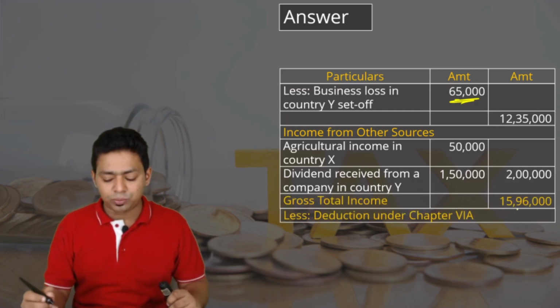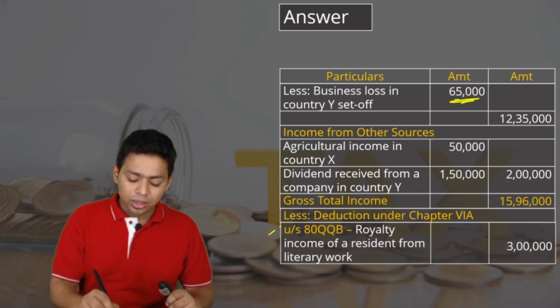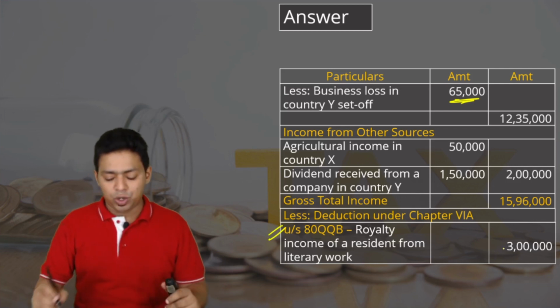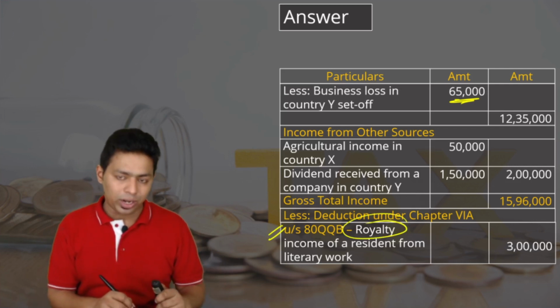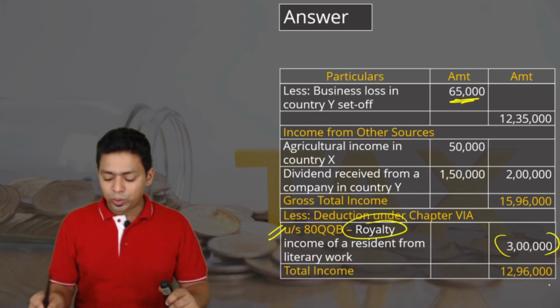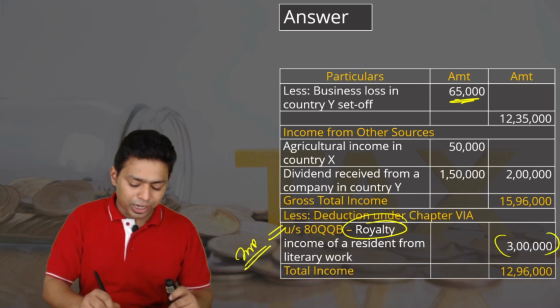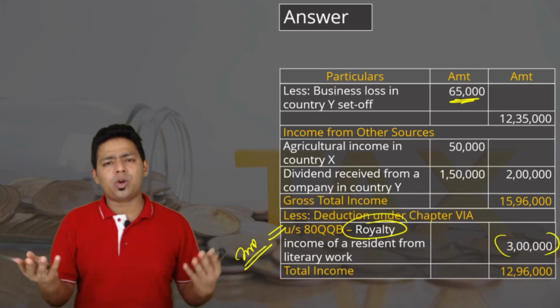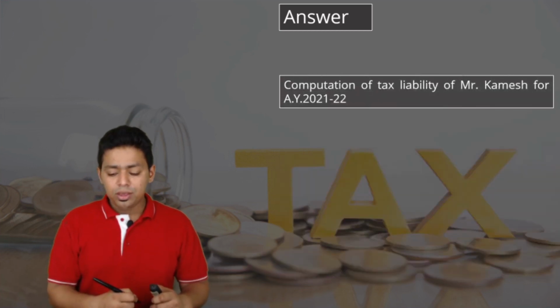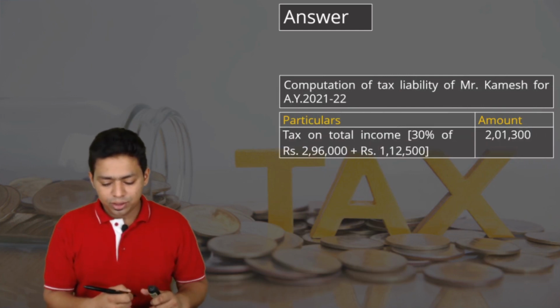We don't have any data of chapter 6A deduction, but 80QQB we will provide. That is a deemed adjustment, by default you have to provide it whenever you have a royalty income, maximum rupees 3 lakh. So net total income is 12,96,000. Many students will forget to provide 80QQB, but whenever royalty comes, by default 80QQB should come to your mind.